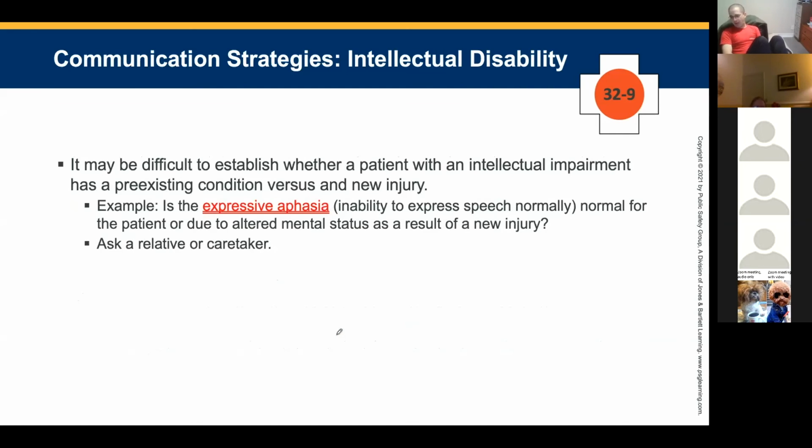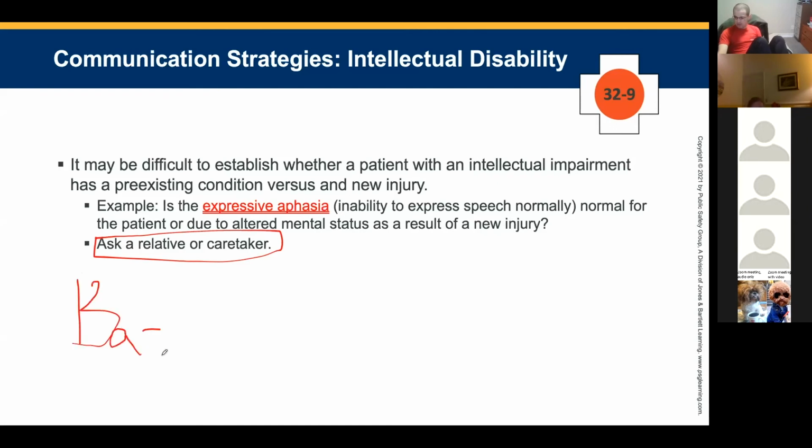It may be difficult to establish whether a patient with intellectual impairment has a pre-existing condition versus a new injury. An example would be expressive aphasia, the inability to express speech normally. We want to determine whether it's normal for the patient due to altered mental status or the result of a new injury. So we can ask the caregiver or caretaker, is this normal for the patient? This is a very common question that we want to establish when we have somebody with an intellectual disability: what is their baseline?